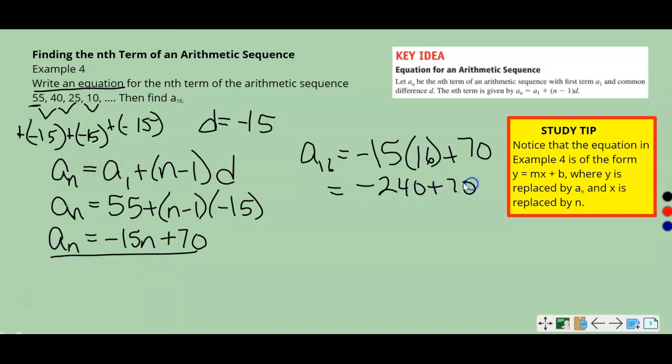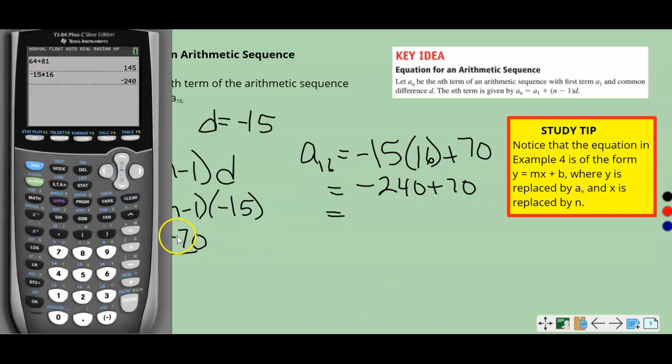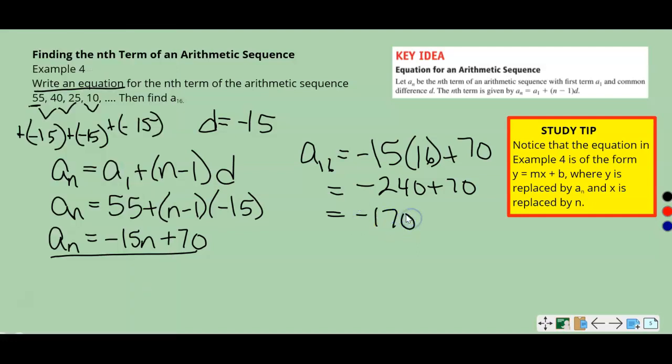And then -240 plus 70. It's going to be negative 170, but let's add that. Make sure my mental math is correct. Negative 170 is correct. Good. So that is your 16th term. And this is the equation.